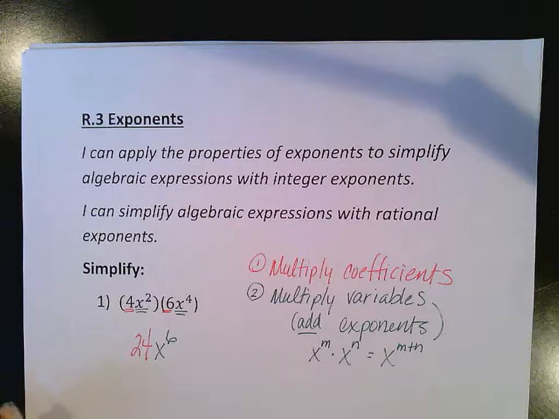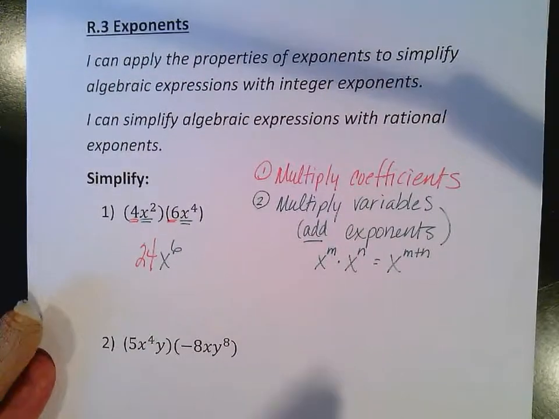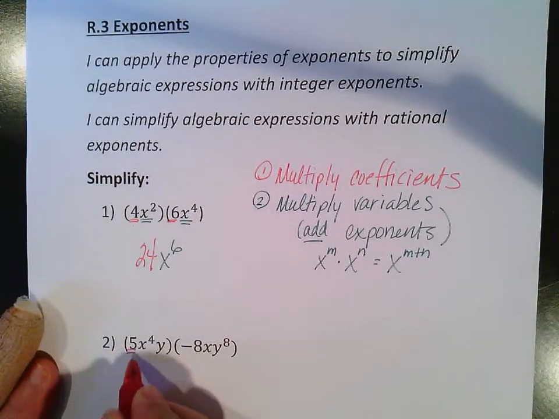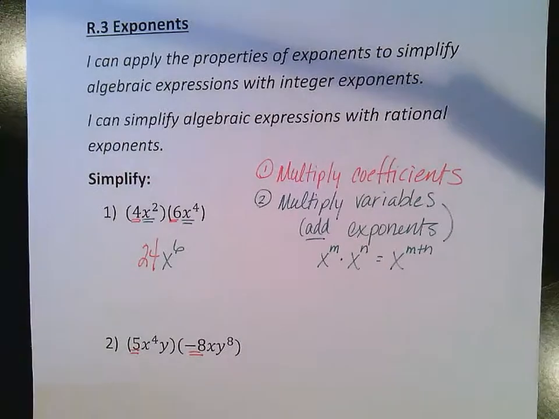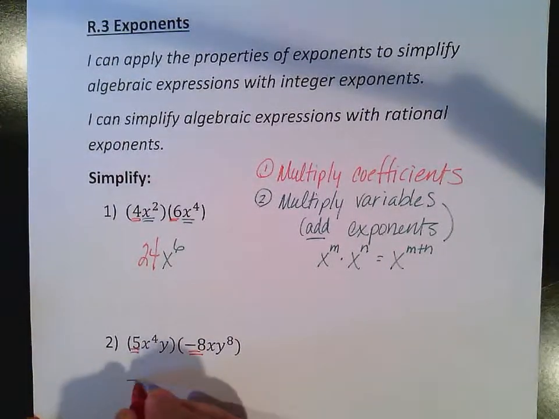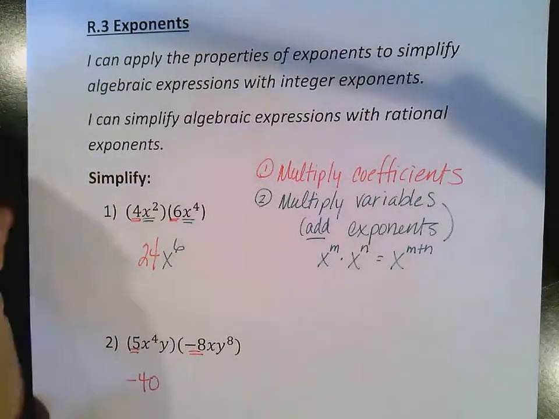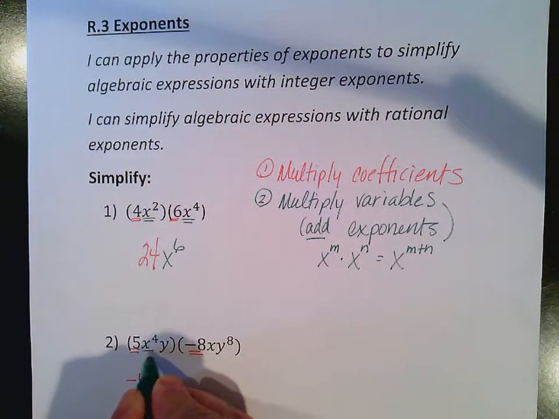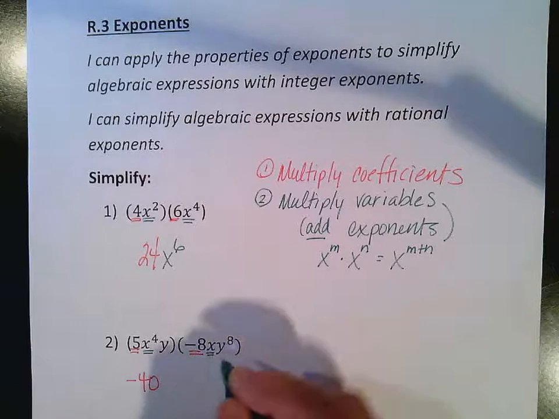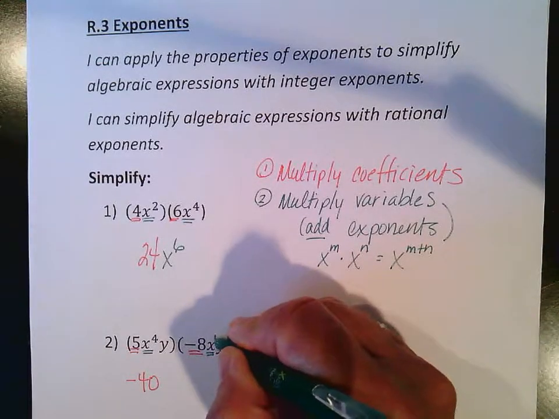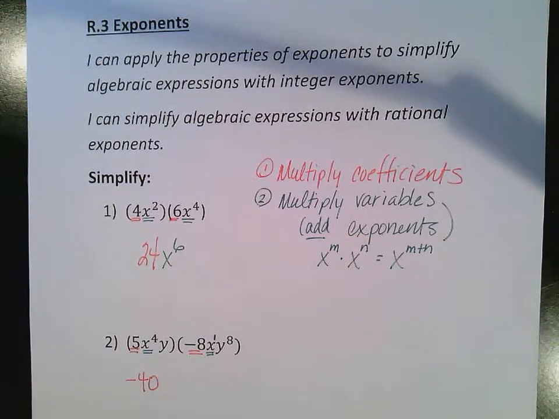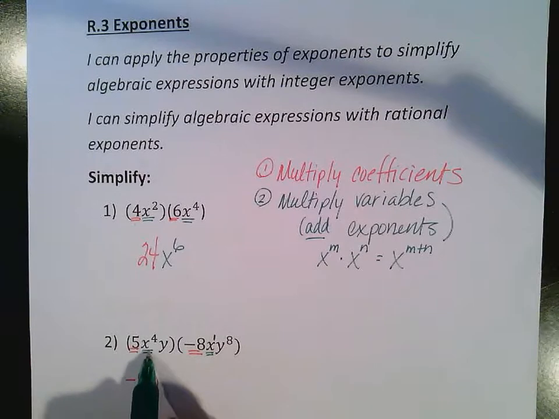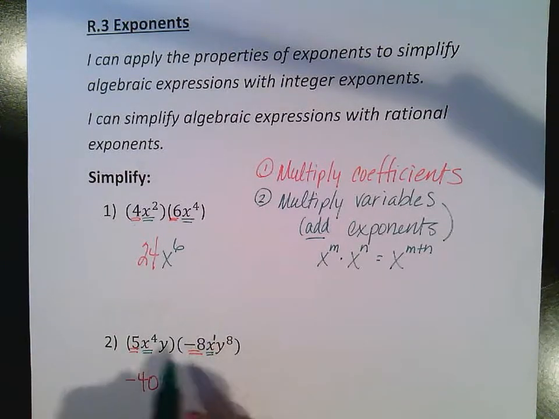So we're going to apply that to this next problem. My coefficients are 5 and negative 8. So 5 times negative 8 is negative 40. You multiply the coefficients. And then when we multiply variables, we add the exponents. First, I'm going to look at my x term. And remember, if you don't have an exponent, you assume it's a 1. So I'm just going to put that in there as a little reminder. X to the 4th times x to the 1st. You add the exponents, so that's x to the 5th.